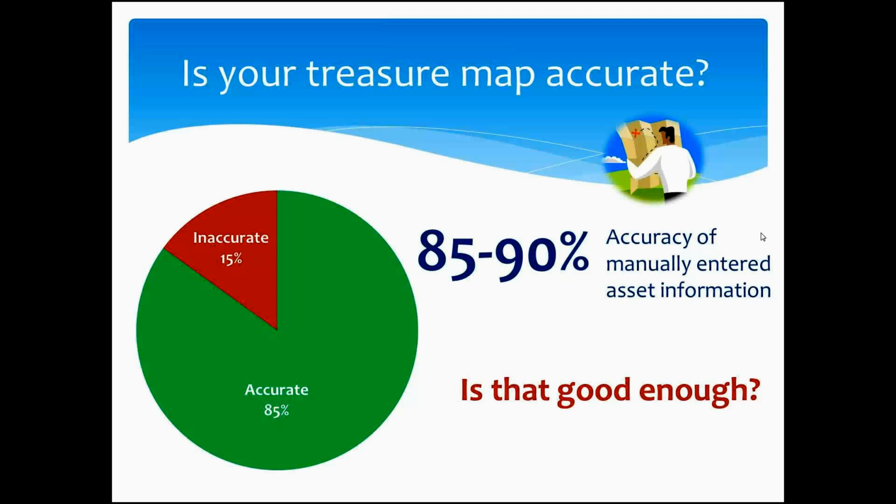An ITAM group did a survey of their members, and they said 85 to 90% is a good accuracy rate for manually entered asset data. And while that sounds pretty good if I'm taking a test in an algebra class, if I've got 1,000 assets out there, 100 to 150 of those could have incorrect data in there. So that starts to break down the whole system if that data is not accurate.